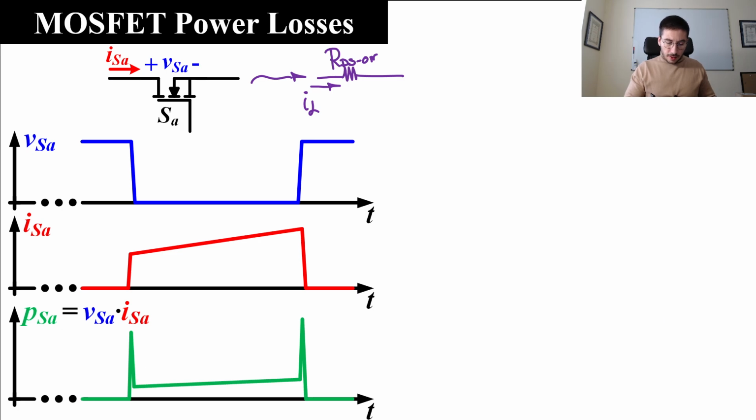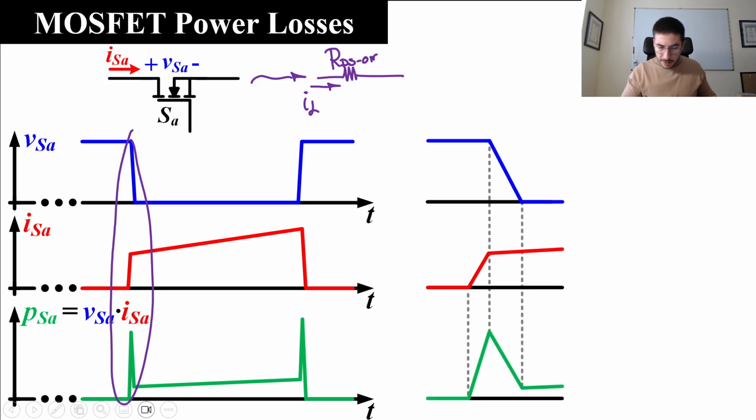Then we will try to see why we have those peaks here, this one and this one. Let's focus first on this one. And here you can see the same waveforms, but with more detail. In this part, we are trying to turn on the MOSFET. So as a consequence, here the device is blocking the input voltage, and here we have zero.